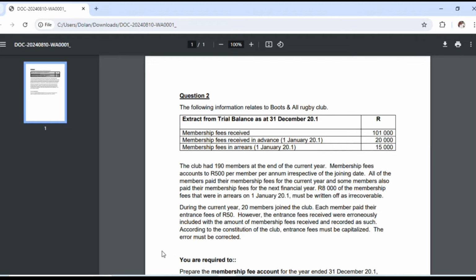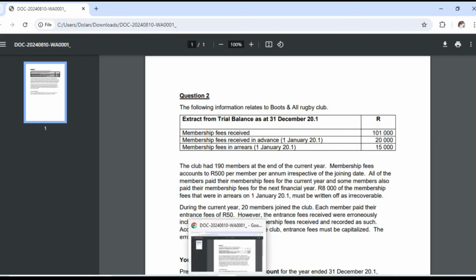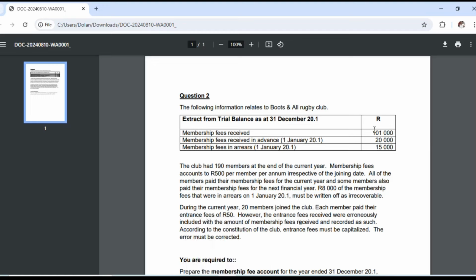So now let's see. They say, during the current year, 20 members joined the club. Each member paid their entrance fees of 50 rand. However, the entrance fees received were erroneously included with the amount of membership fees received. I'm going to stop there. Let's go back to the answer sheet, because they are basically saying the 1,000 of entrance fees is included here, and we need to take that 1,000 out because it doesn't belong to membership. It belongs to the entrance fees, right?